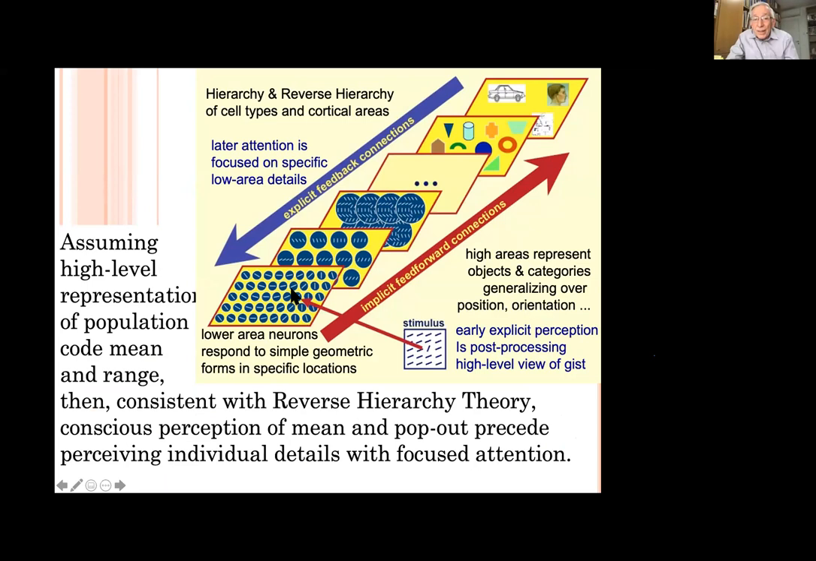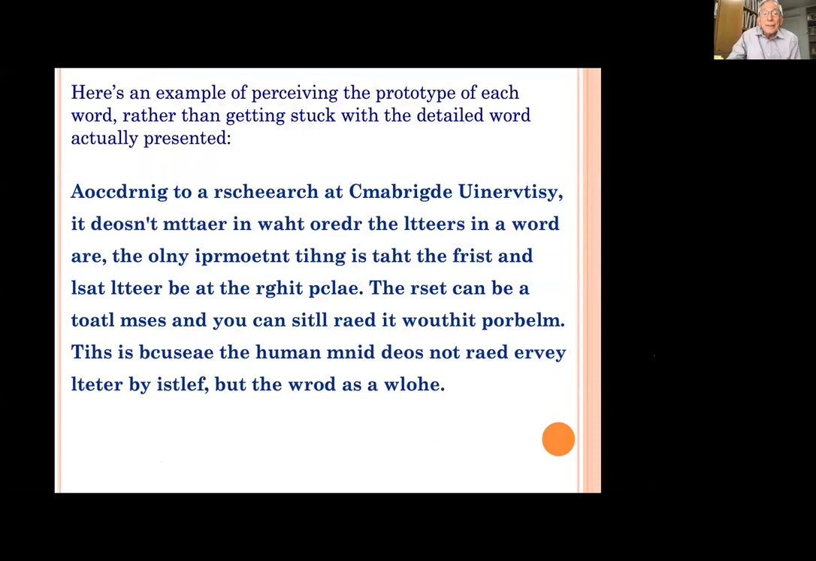Let's try once more another indication of this, and I'm going to contradict myself and say, looking at words, we also know the prototypical word. You probably know this. According to research at Cambridge University, it doesn't matter in what order the letters of a word are. The only important thing is that the first and last letter be in the right place. The rest can be a total mess and you can still read it without problems. And this is because a human mind does not read every letter by itself, but the word as a whole.